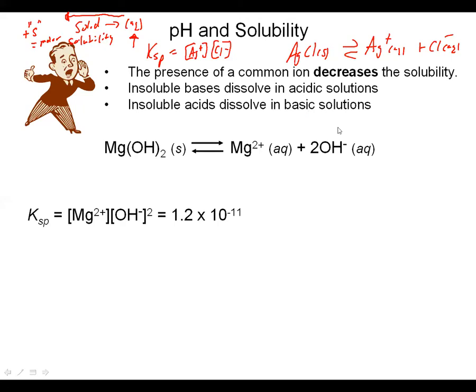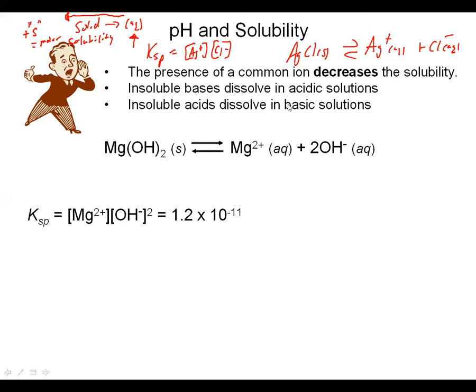So we're now going to look at another factor that affects solubility, and that's pH. pH and solubility are tied together, especially when we're dealing with acids or bases and whether they will dissolve or not. The presence of a common ion, as we saw earlier, did decrease the solubility. Now we do have insoluble bases, and insoluble bases will start to dissolve in acidic solutions, while an insoluble acid would dissolve in basic solutions.